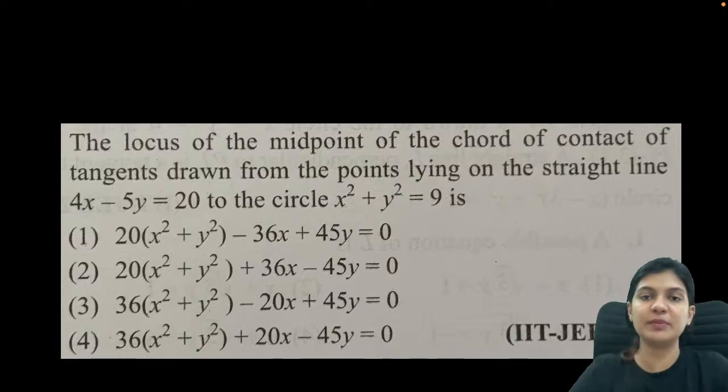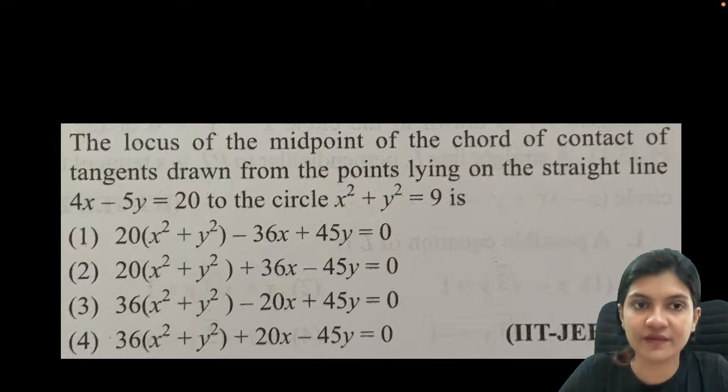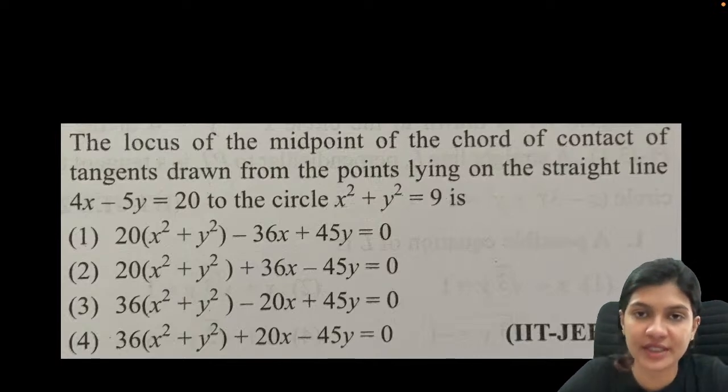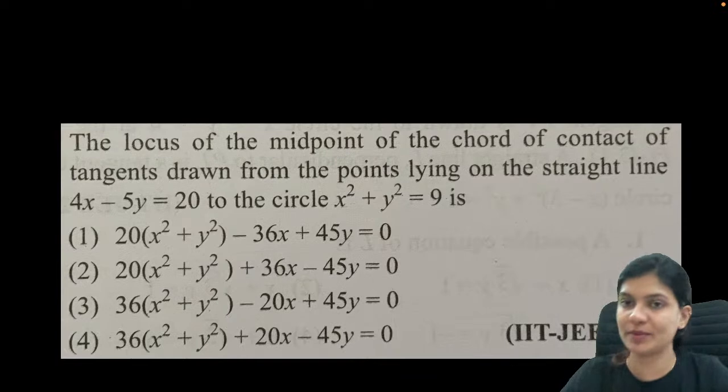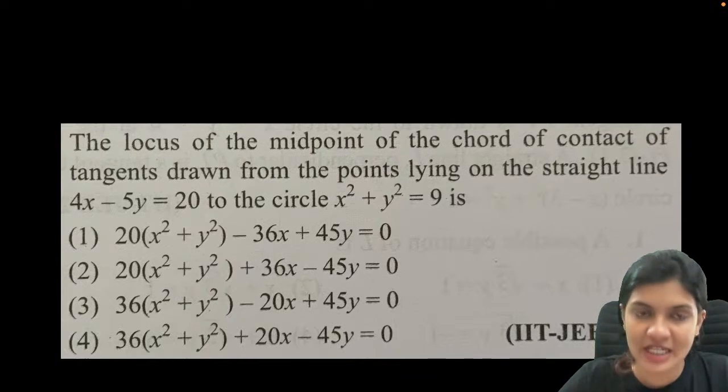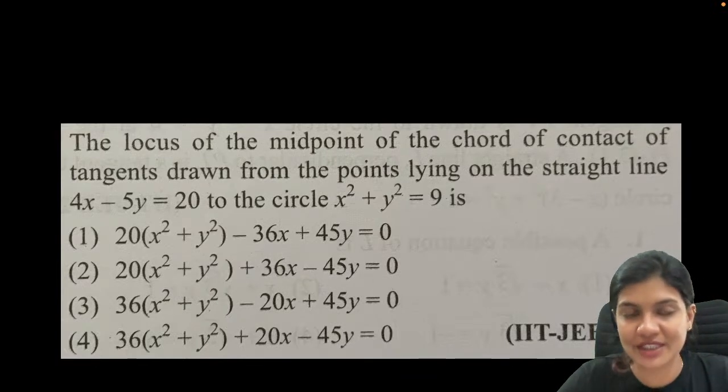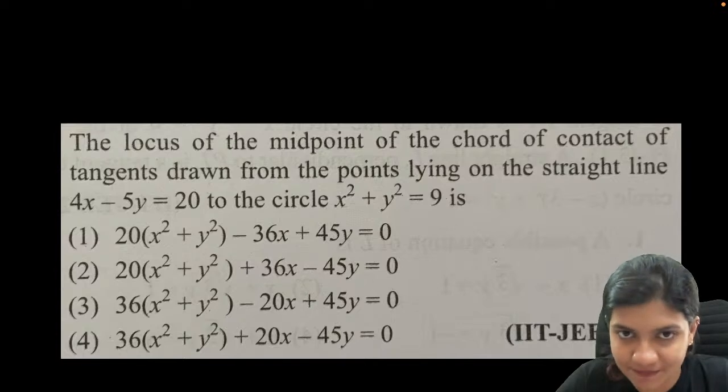The locus of midpoint of chord of contact of tangents drawn from the point lying on straight line 4x minus 5y equals 20, to the circle x square plus y square equal to 9, is. The circle's equation is x square plus y square equal to 9. The line's equation is 4x minus 5y equals 20.